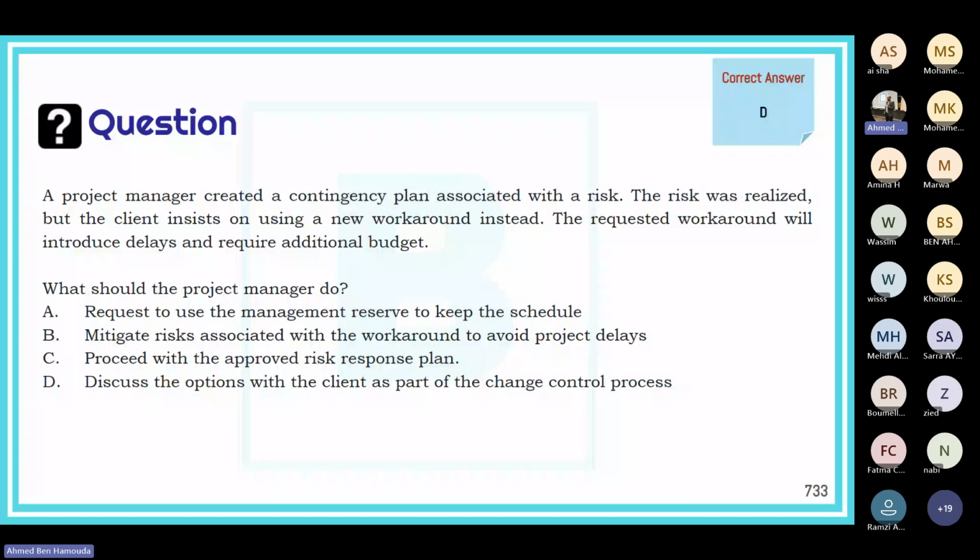Good. We will not use the management reserve because actually this is a known risk. Okay, and we know it's known because we talked about the contingency plan, which is for a known risk. Okay. All right. And answer B is wrong because we don't want just to avoid delays. We have a problem with delays and cost, both. So we definitely will need to raise a change request to manage and handle these delays and additional cost.